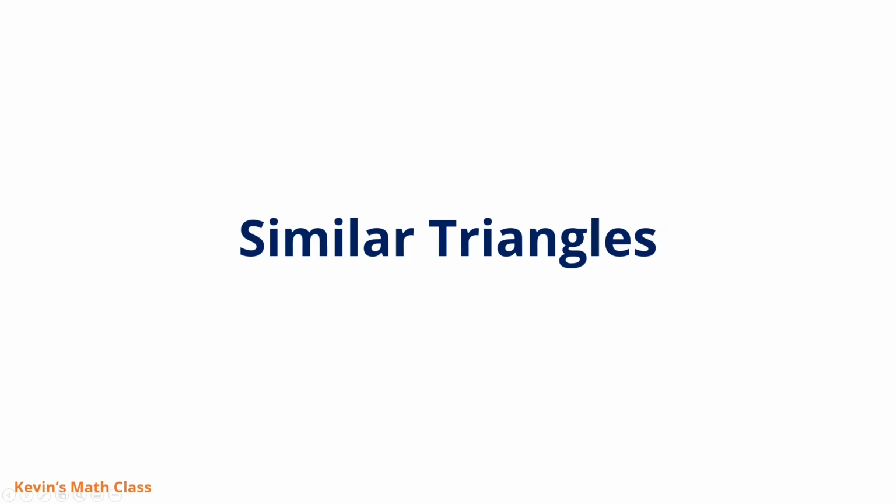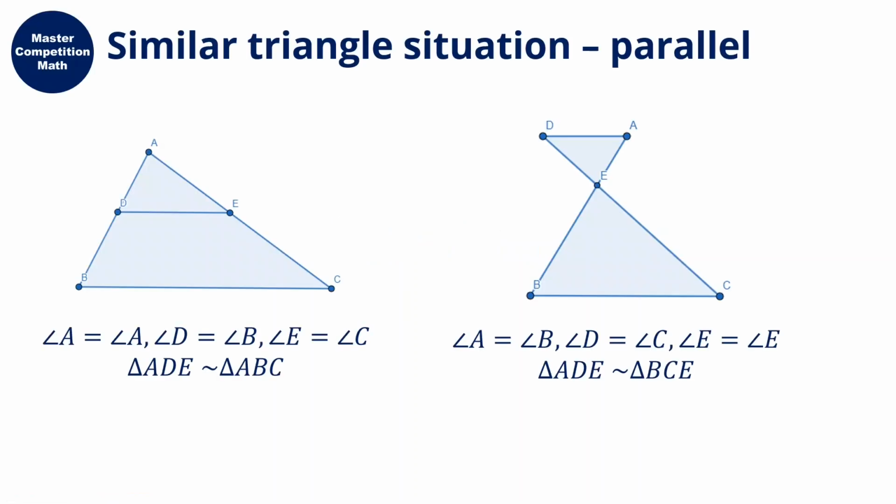Hello, everyone. In this lecture, we talk about similar triangles. Let's first see similar triangle situations. The first situation is parallel. When you have a triangle and a line parallel to the base, we will have triangle ADE, the small triangle, similar to triangle ABC, the big triangle.